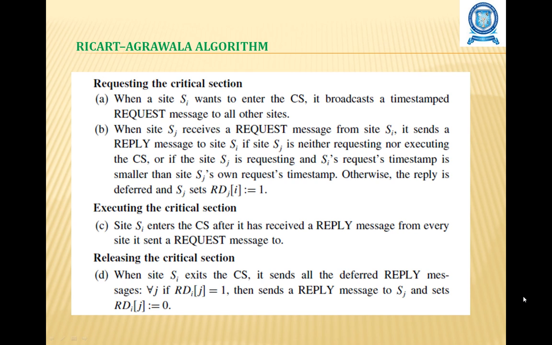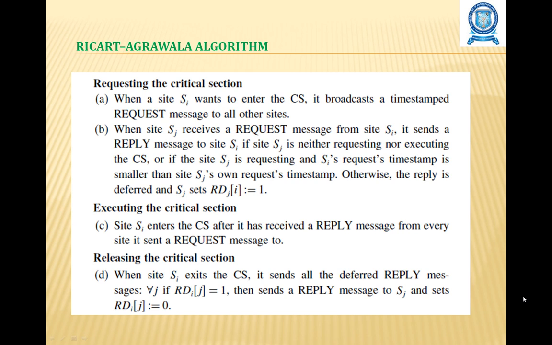Next, let's see the algorithm. In this algorithm, each process Pi maintains the request deferred array RDi. The size of which is the same as the number of processes in the system. Initially, the value of RDi[j] is 0. Whenever Pi defers the request sent by Pj, it sets the value to 1.